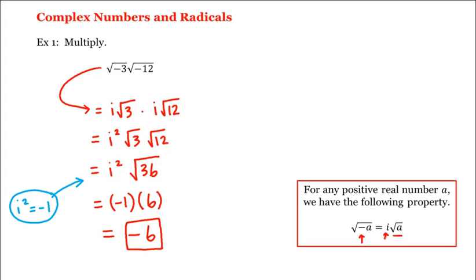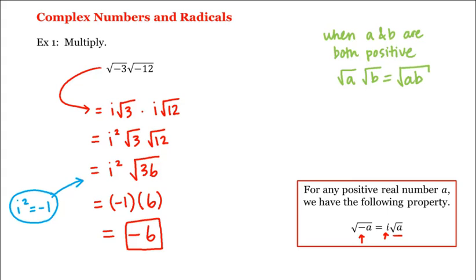Now, we have to be very careful here. When a and b are both positive, then the square root of a times the square root of b is equal to the square root of a times b, which we just applied over here, didn't we? That the square root of 3 times the square root of 12 is the square root of 36.